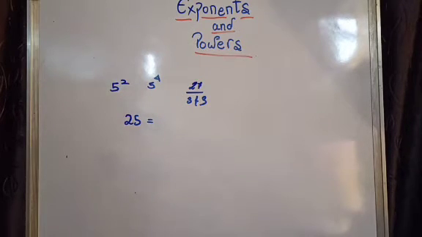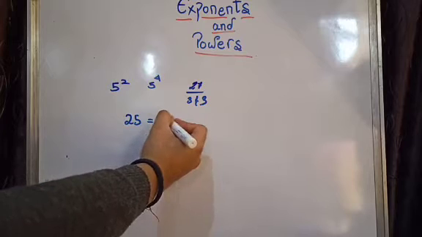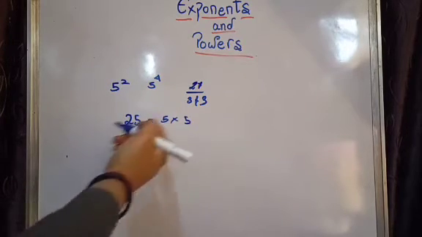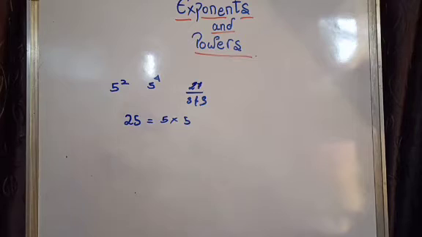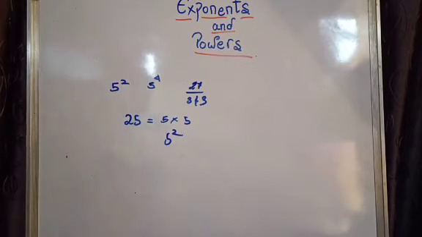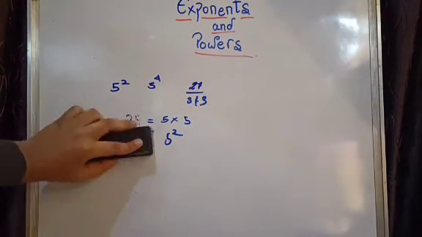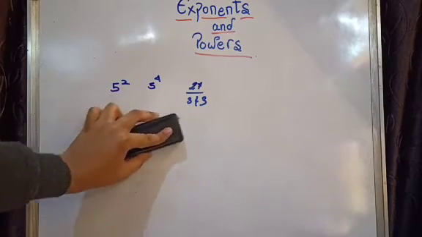So see, we will find a number whose repeated multiplication will result in 25. It can be a number multiplied by itself 4 times, or 2 times, or 3 times, which results in 25. We will find that 5 multiplied by 5 results in 25. So I can write it as 5 square. This is our exponential form. We have converted 25 into exponential form, which results as 5 square. So I think you have understood what exponential form is.